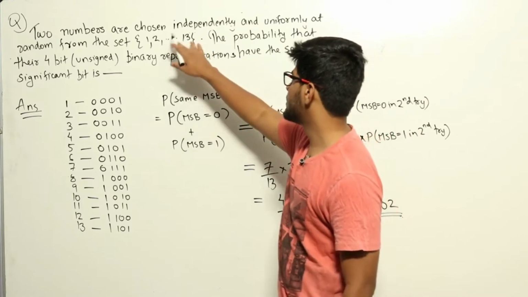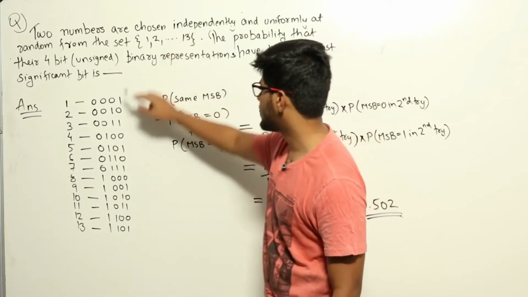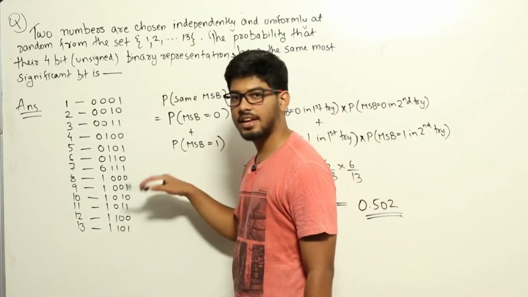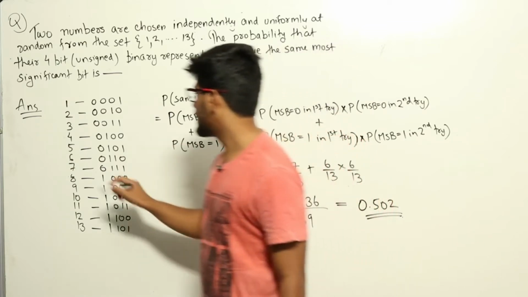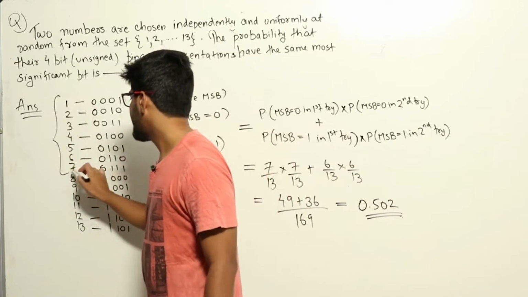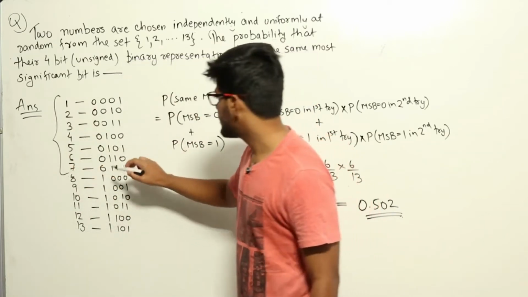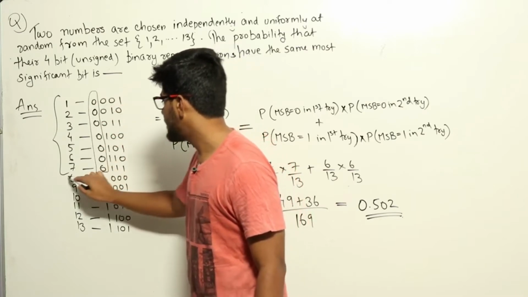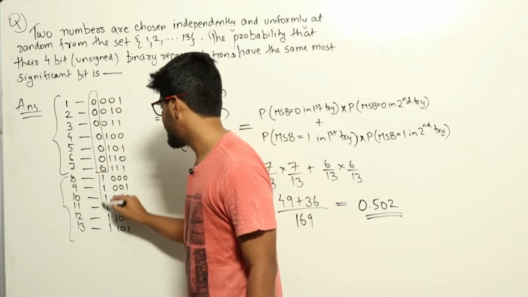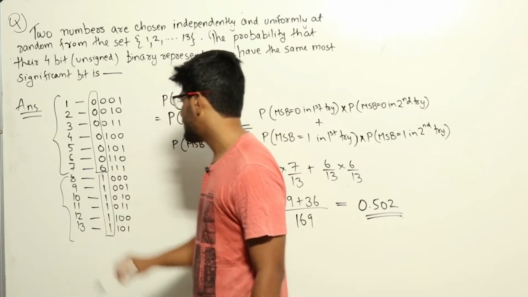Now this set is pretty small, there are only 13 numbers, so we can just write down their binary representation like this. I have written down the binary representation of the numbers 1 to 13. If you take a look, the numbers 1 to 7 have the same most significant bit, 0 here, and the numbers 8 to 13 have the same most significant bit, that is 1.